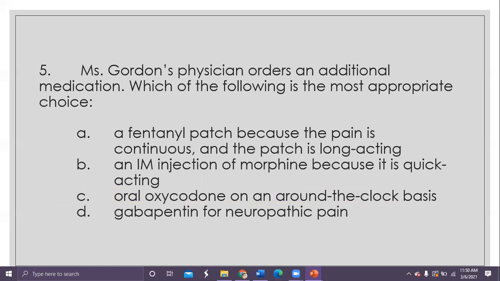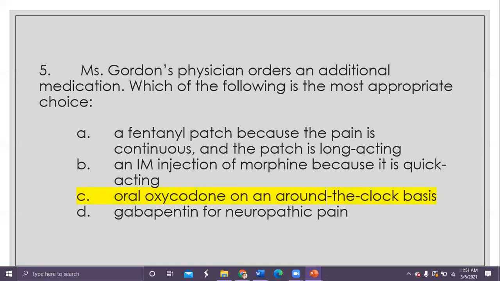Number 5, Ms. Gordon's physician orders an additional medication. Which of the following is the most appropriate choice? So in addition to your NSAID, are we going to give a fentanyl patch because the pain is continuous and the patch is long acting? Are we going to give an IM injection of morphine because it's quick acting? Are we going to give oral Percocet, oxycodone on an around-the-clock basis? Or are we going to give gabapentin for neuropathy? I almost think a fentanyl patch because it's long acting. And I could see where you would think that.